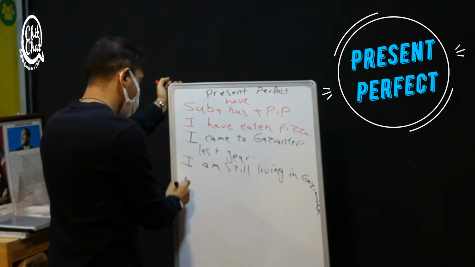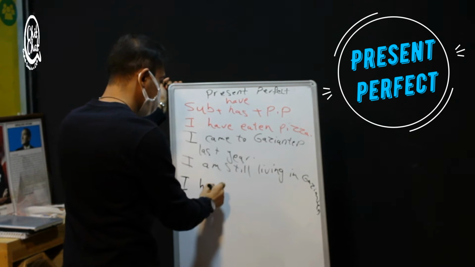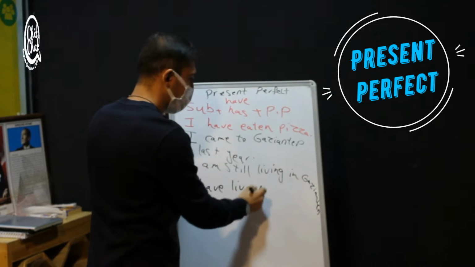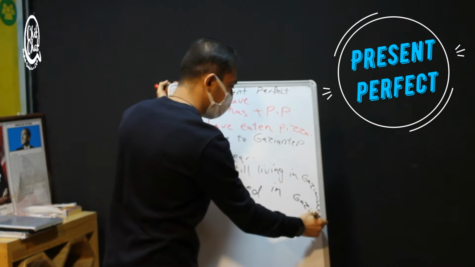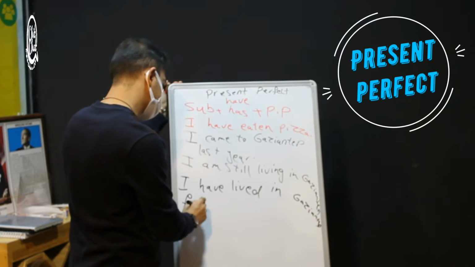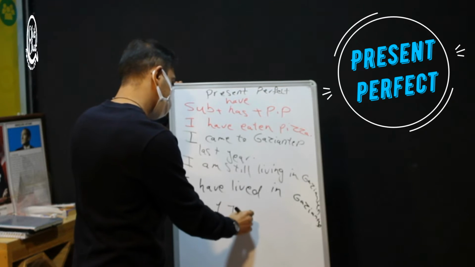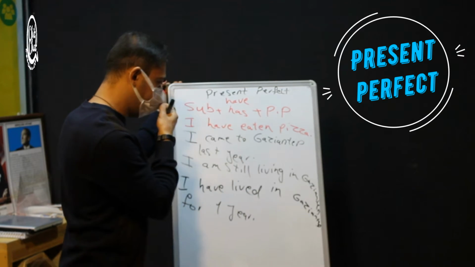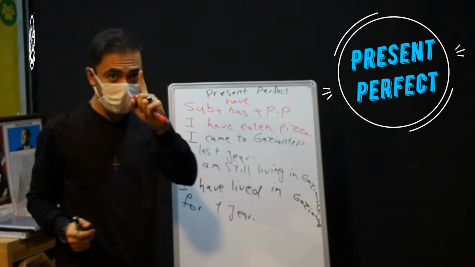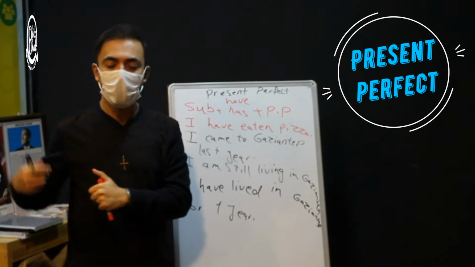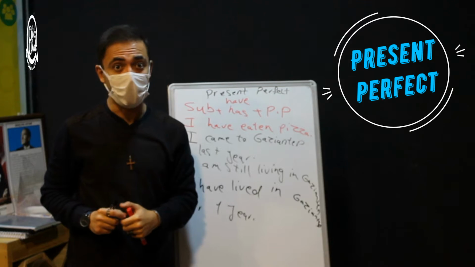I can say, I have lived in Gaziantep for 1 year. I have lived in Gaziantep for 1 year. So this is present perfect tense, the first usage. An action happened in the past, continues until now.